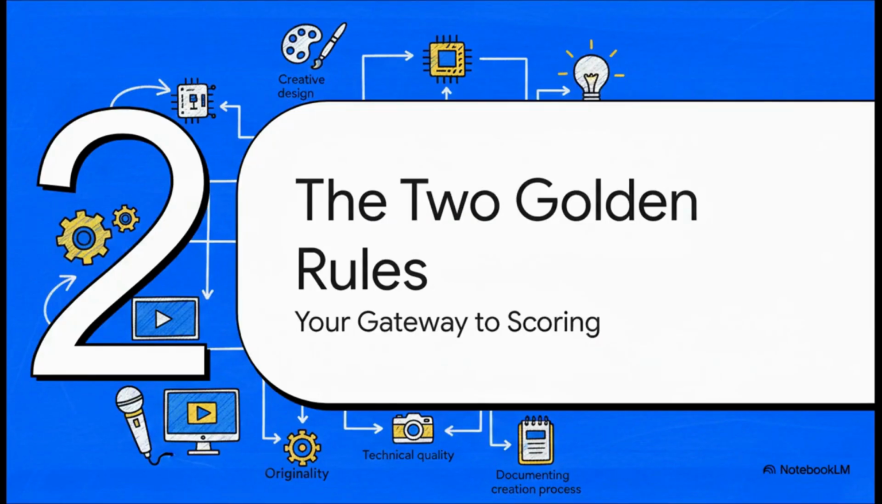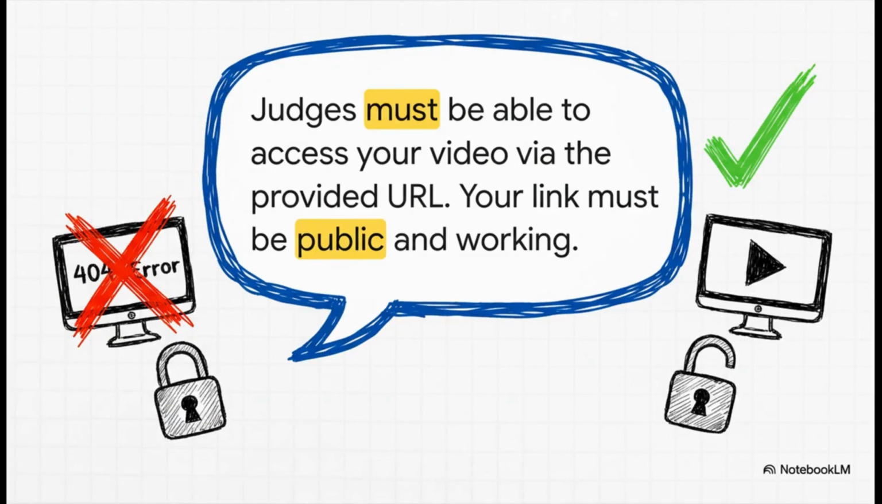Okay, before we even dream about points, there are 2 golden rules you absolutely positively cannot break. Seriously, think of these less as rules and more like your ticket to the game. If you don't follow them, your project, well, it doesn't even get looked at. Now, this sounds super obvious, I know, but it is the #1 thing that trips people up. You have to give them a direct, public link that just works. If a judge clicks it and gets an error message or a request for access page, they can't score you, period. So test your link. Then have a friend test it.